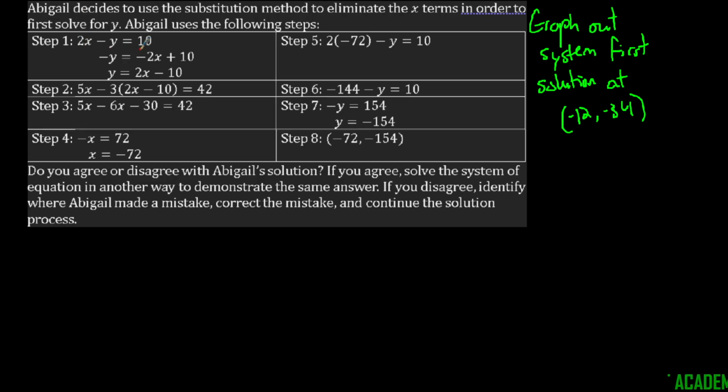So let's see. All right, step one, they got y by itself so that they could substitute it in. They subtracted negative 2x from both sides, and they flipped signs, so that looks good. In step two, they substituted it in, so they have 2x minus 10 instead of y. So all they did was plug it into that original equation. Let me actually write what the original equations are.